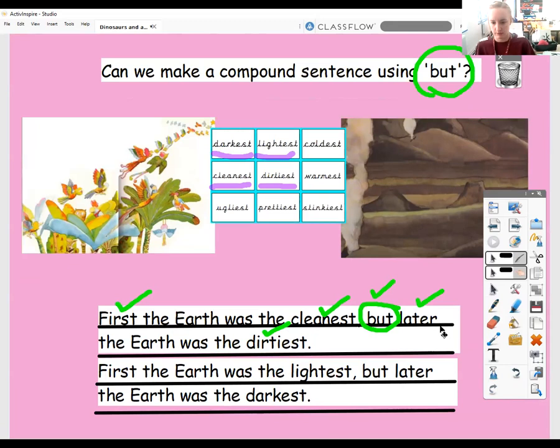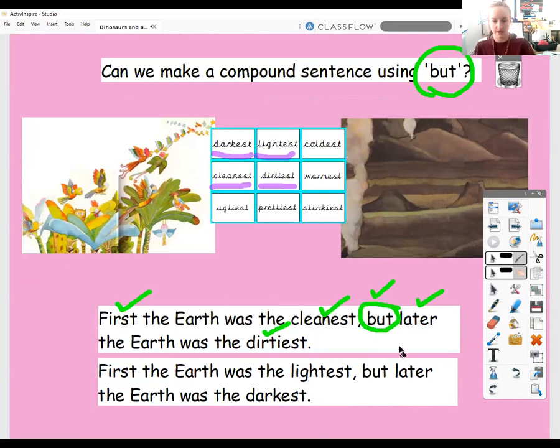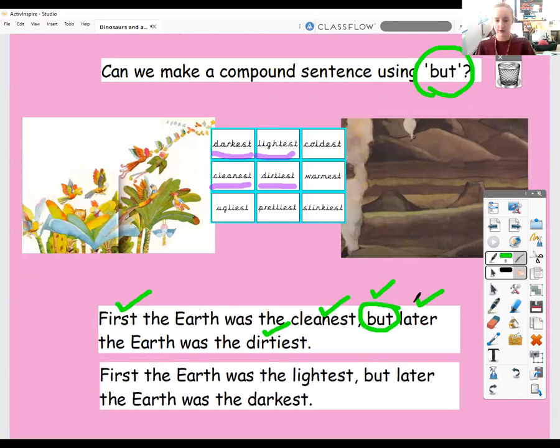Great. Right, let me get rid of these so you can see my sentences better. There we go, fabulous. So I've got first, so I've said when it was. The earth was the lightest, so I've got the superlative. I've got my but here. Later, the earth was the darkest. Great, I've got my superlative again. Okay, so that is my challenge for you today.